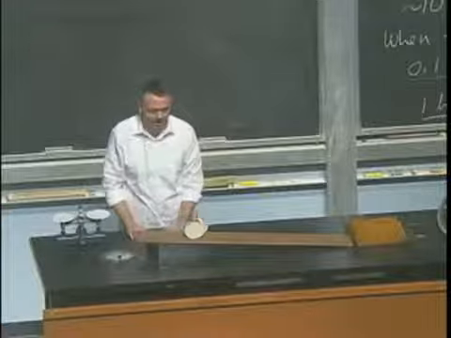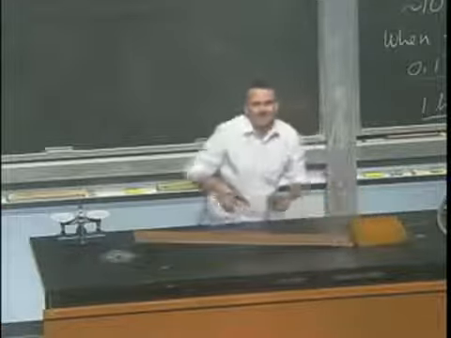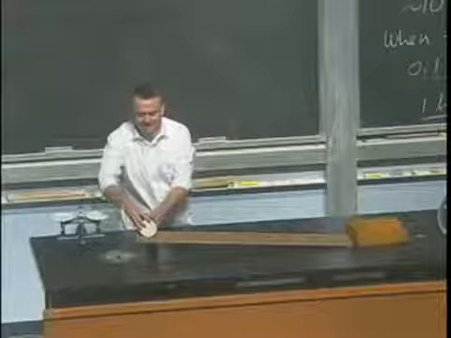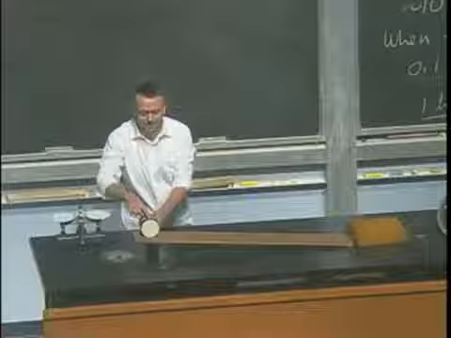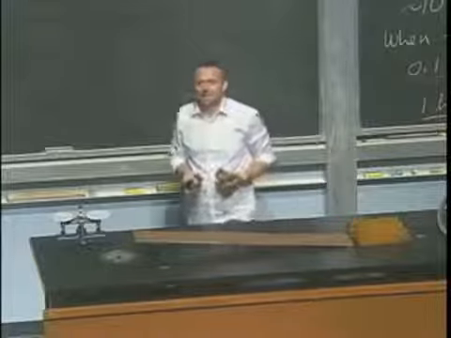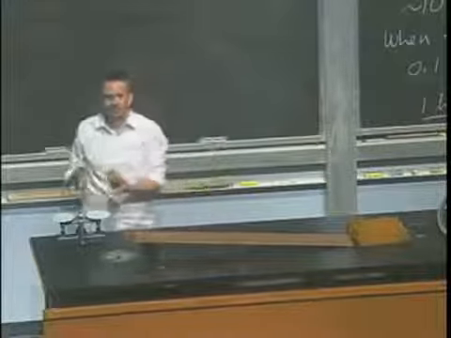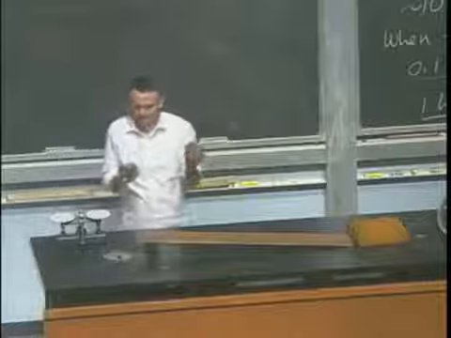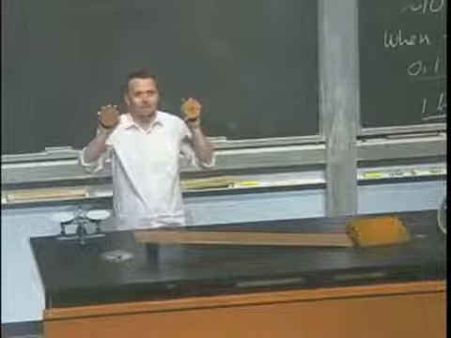And let's try it again. Okay, you can see that they're not rolling down with the same speed. One of them is accelerating faster than the other one. And that's because even though they have the same mass, they have different rotational masses. You can see that better from the back.